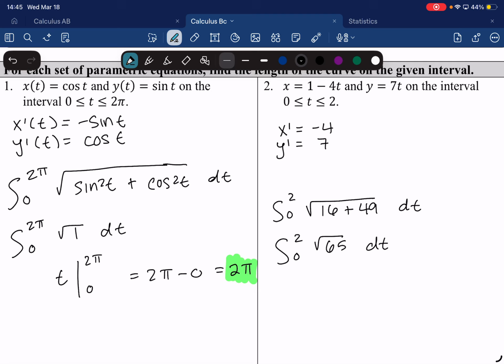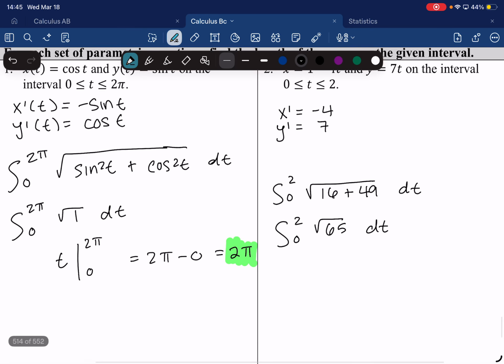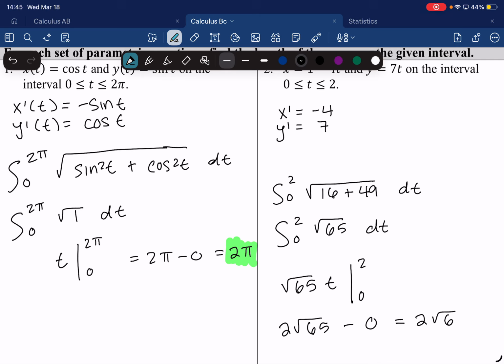So what would be the integration of this? Square root of 65 times t, because that's just a constant value. And we're going to solve that from 0 to 2. So we have 2 square roots of 65 minus 0, which is 2 square roots of 65.